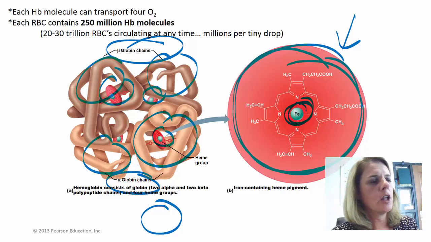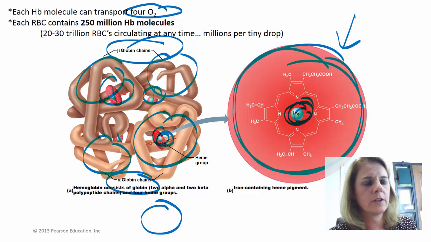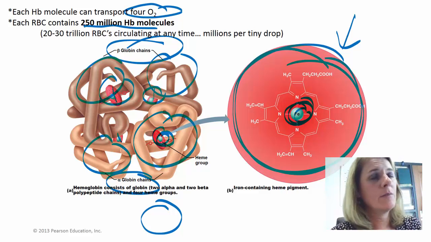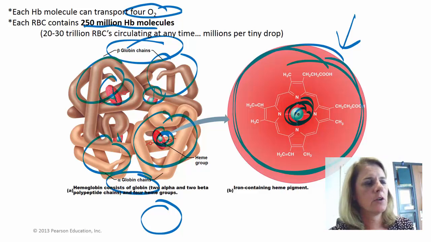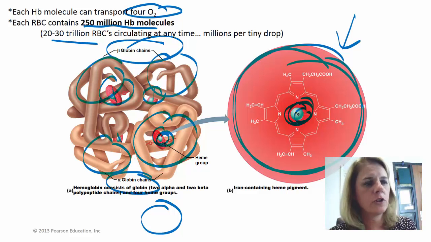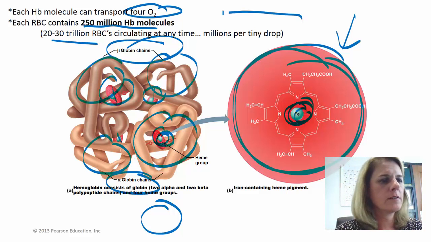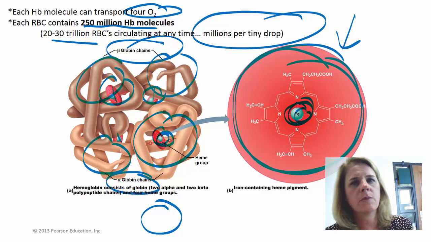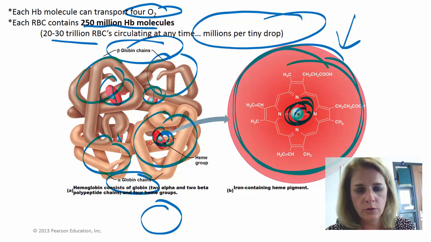So each hemoglobin molecule can transport 4 oxygens. So you have 1, 2, 3, 4 irons, and each one of those irons can transport an oxygen. But each red blood cell has 250 million hemoglobin molecules. So you have 20 to 30 trillion red blood cells circulating in your body. So that's millions of hemoglobins, millions of red blood cells in each drop of blood. Tremendous ability to transport oxygen through your system.